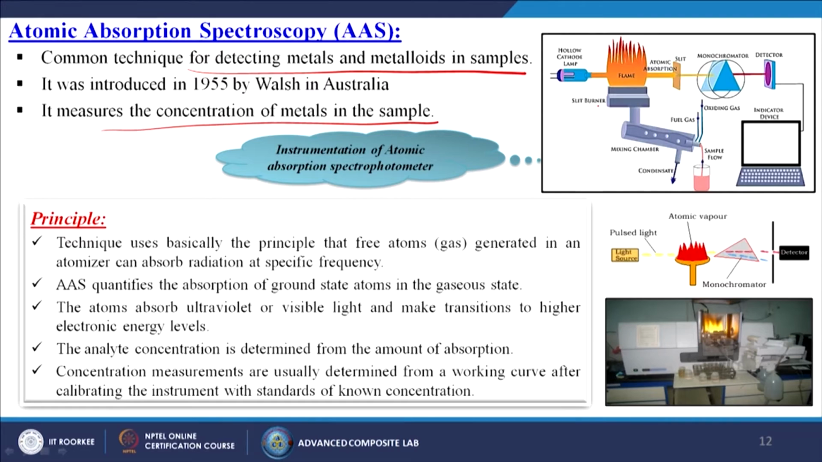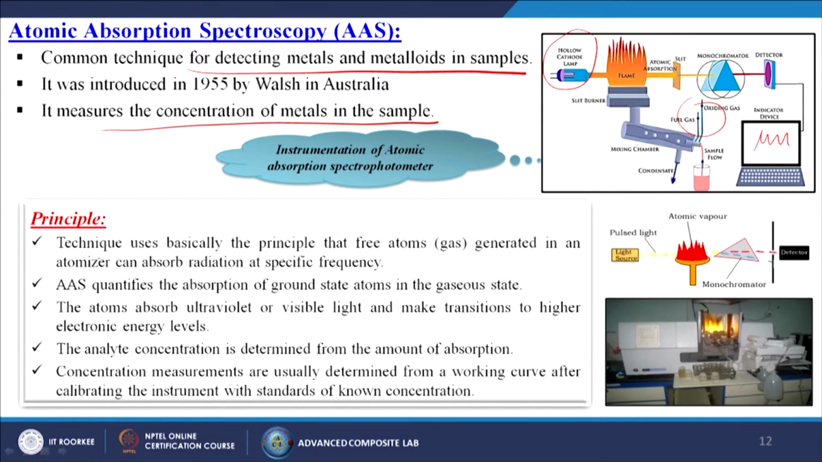So, basically this is the instrumentation of the atomic absorption spectrophotometer. We have a hollow cathode lamp and then the burner. We burn the sample, then atomic absorption takes place, then we have the slit, then the monochromator, then the detector. This is the mixing chamber, and condensate and sample flow take place. Fuel gas and oxidizing gas come in from this particular point, and from the detector we get the data directly into the computer itself.